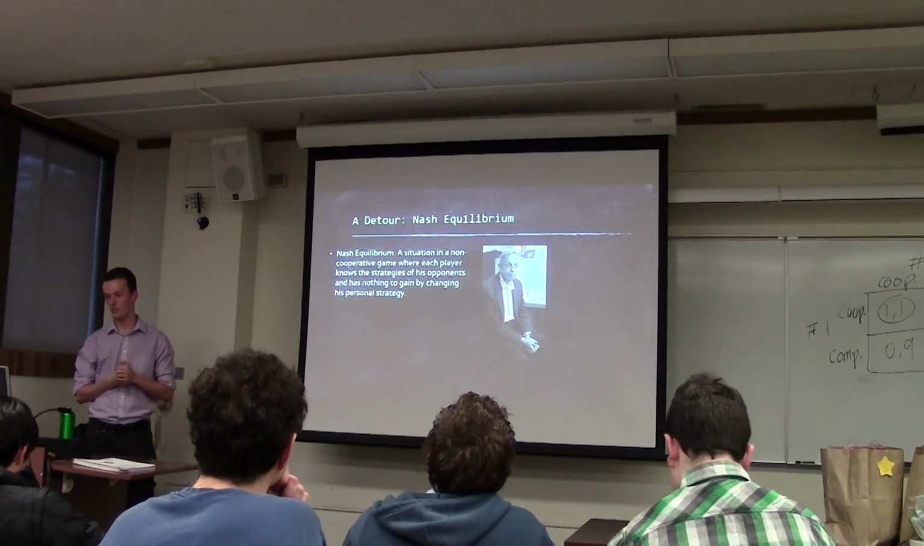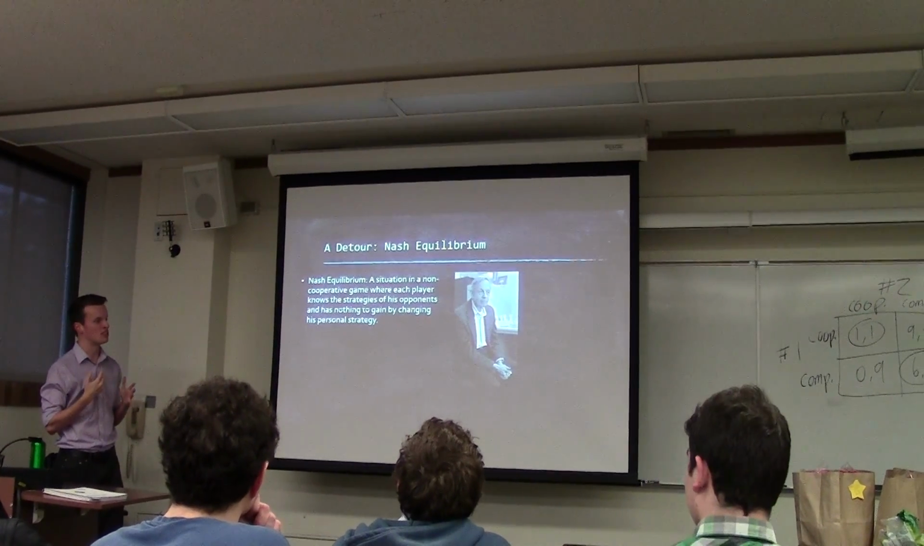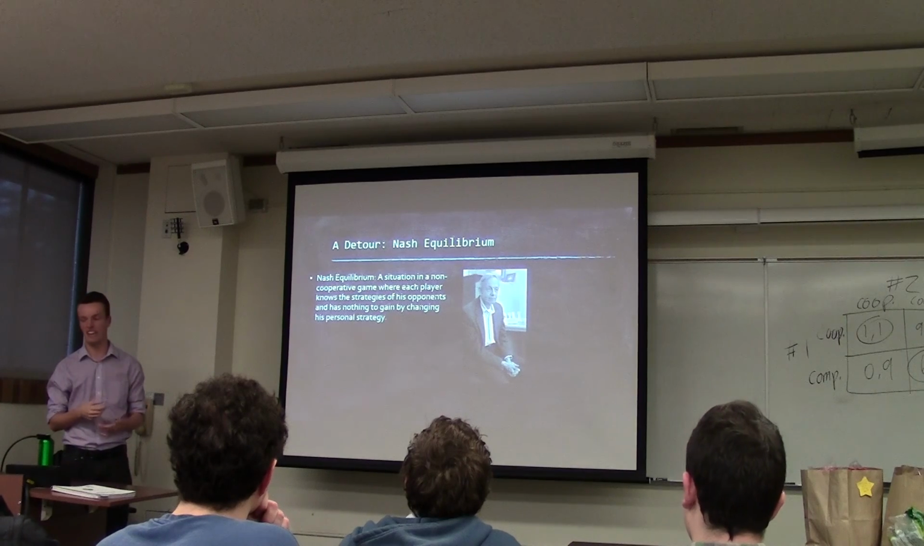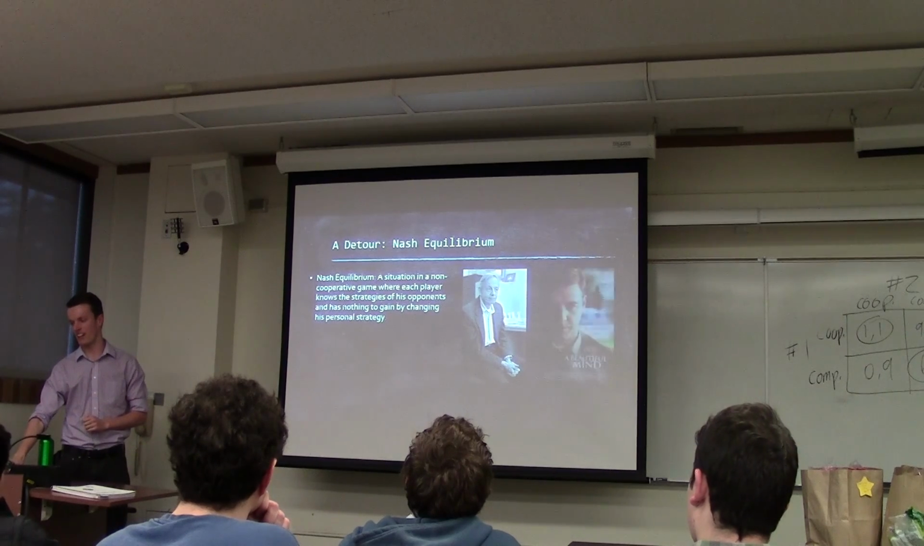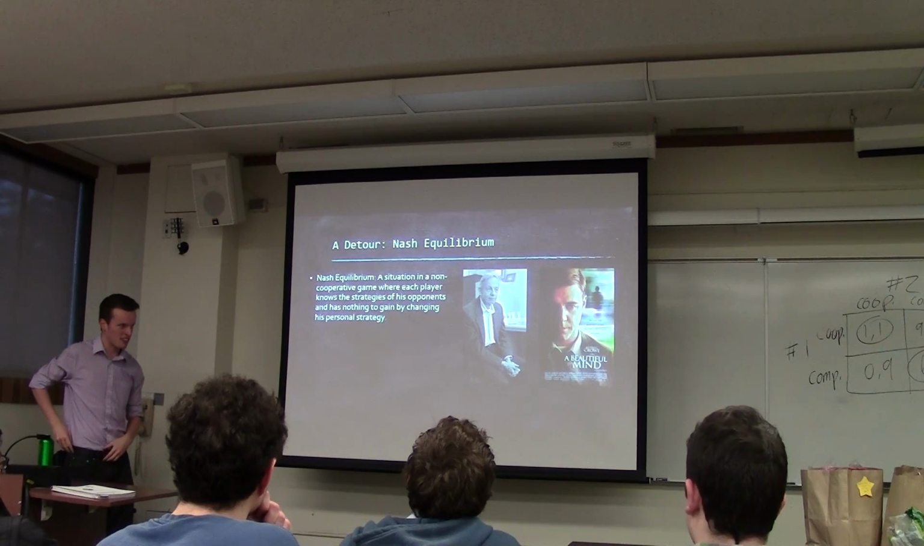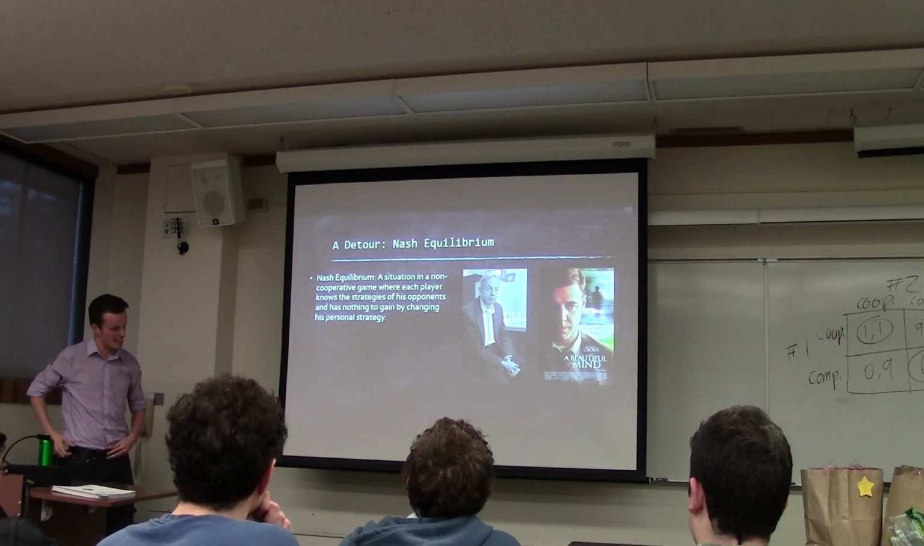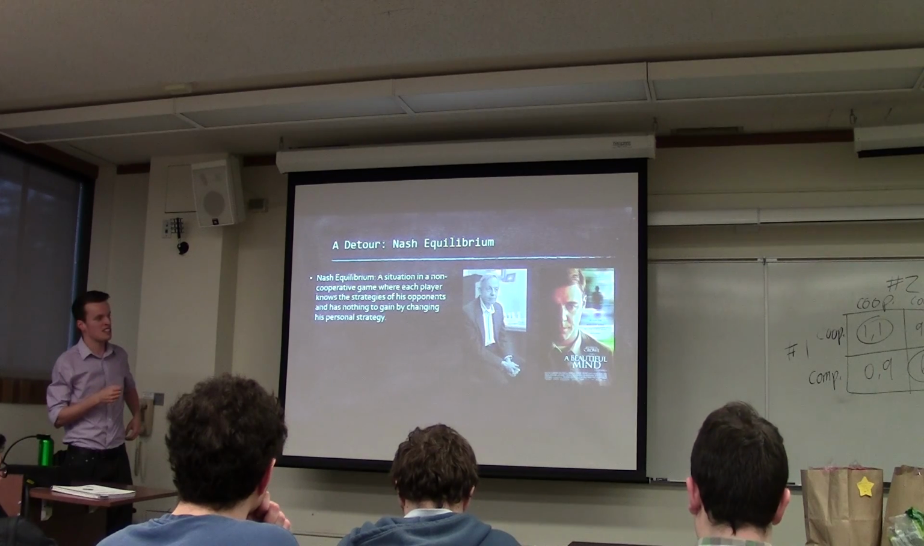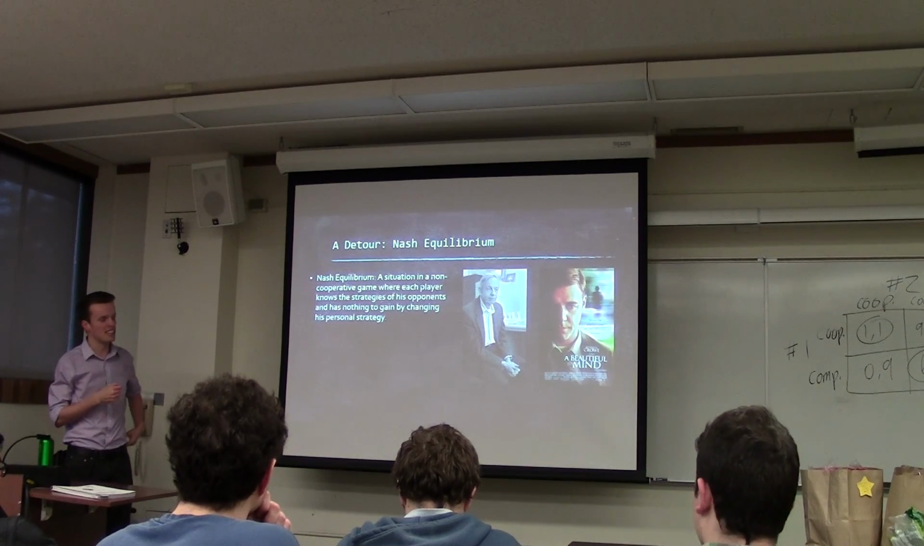So John Nash was a famous guy. He made a lot of contributions to game theory. In fact, they actually made a movie about him, which many of you may have seen. A Beautiful Mind. John Nash suffered from schizophrenia, but was a very talented mathematician. Anyways, they actually kind of make a big deal about the Nash equilibrium in this movie.